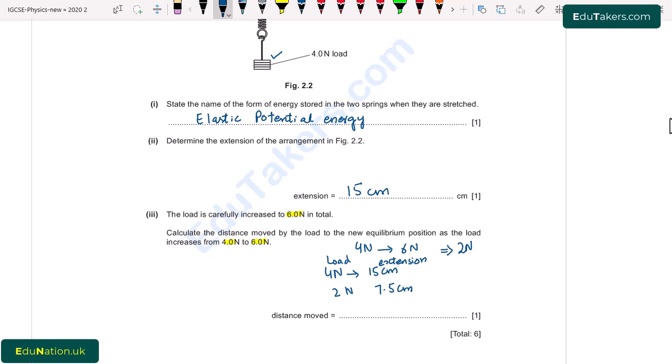So I just write here, when load is 4 newton, then the extension will be 15 centimeter. But when load is 2 newton, I divide the extension by 2 and it comes to be 7.5. So the extension in this case, when load is increased from 4 newton to 6 newton, is 7.5 centimeter, which is the answer of this question.